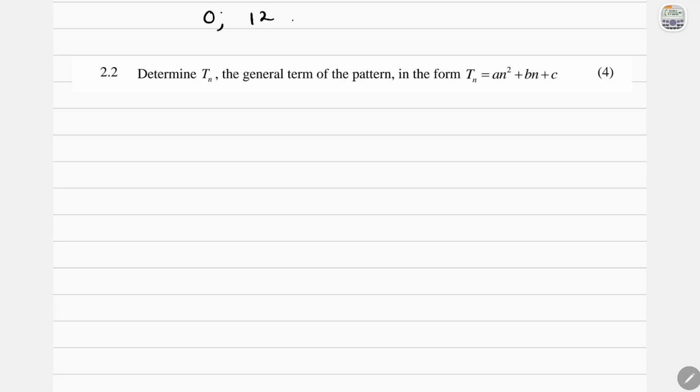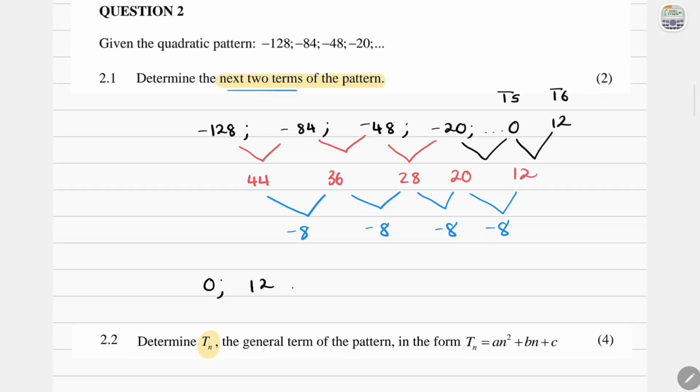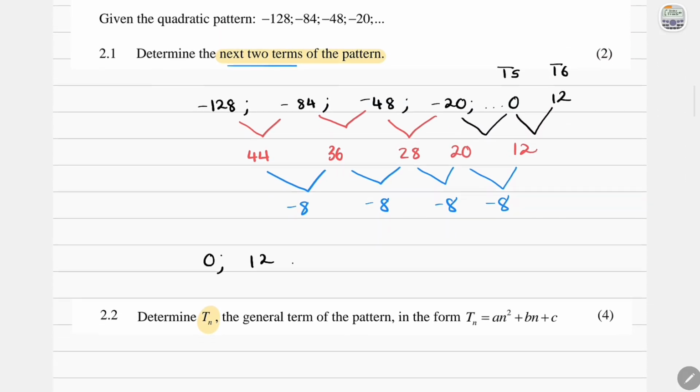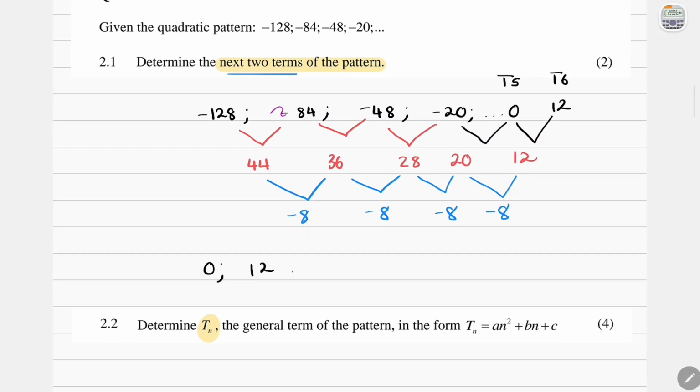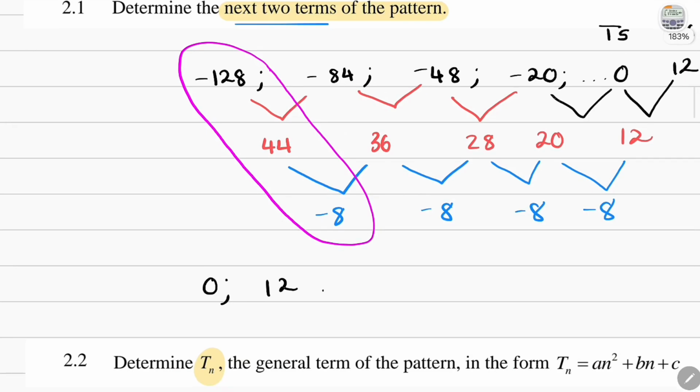Question 2.2 says determine Tn, the general term of the pattern, in the form of Tn equals an squared plus bn plus c. Okay, we have everything we need to find this. And all we're going to do is use the first terms of the quadratic pattern, the first difference, and the second constant difference, and we will equate them to the following.